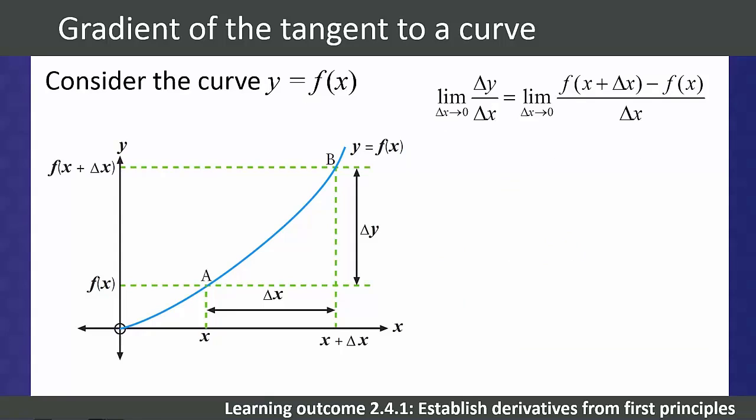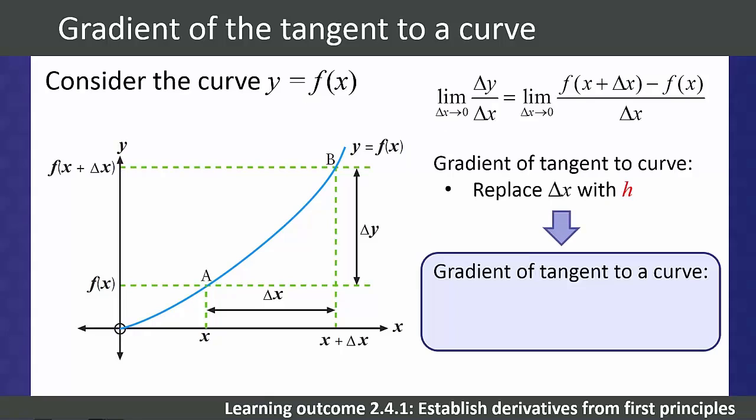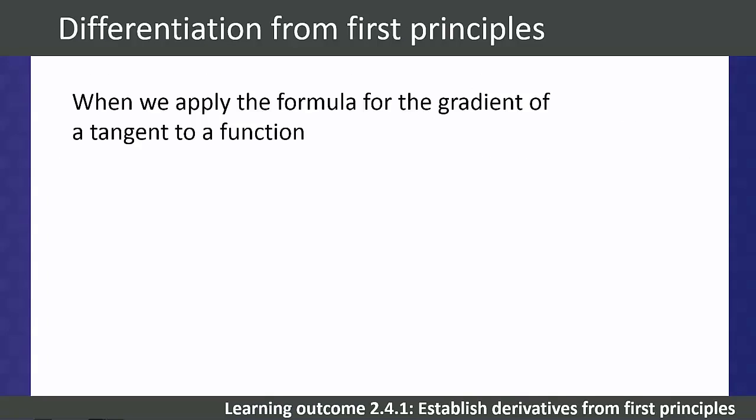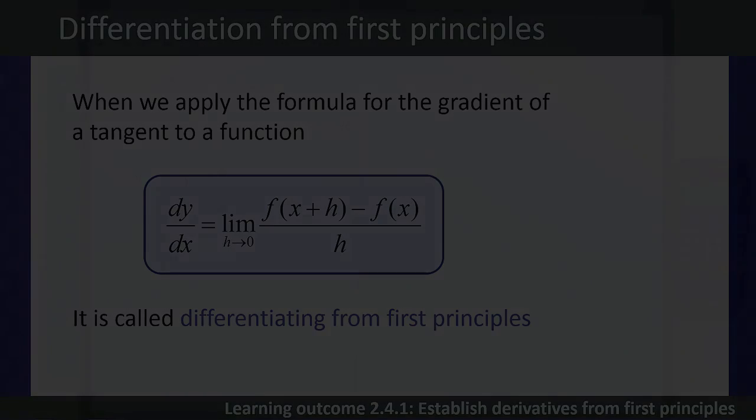When working with the formula for the gradient of a tangent to a curve, we replace delta x with h. So our equation for the gradient of the tangent to a curve becomes the limit as h approaches 0 of f of x plus h minus f of x, divided by h. When we apply the formula for the gradient of the tangent to a function such as this, we call it differentiating from first principles. This formula is provided on the formula sheet for paper 1. Let's take a look at how a lecturer applies the formula to a basic example.